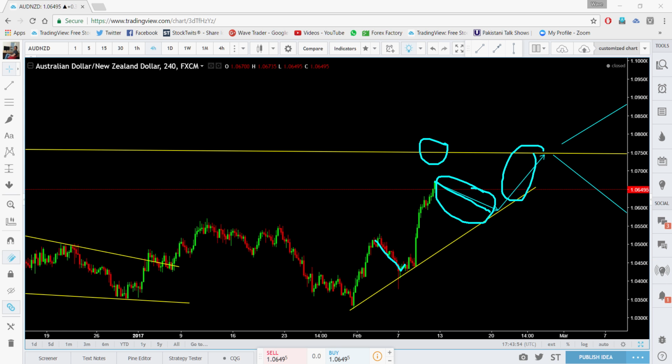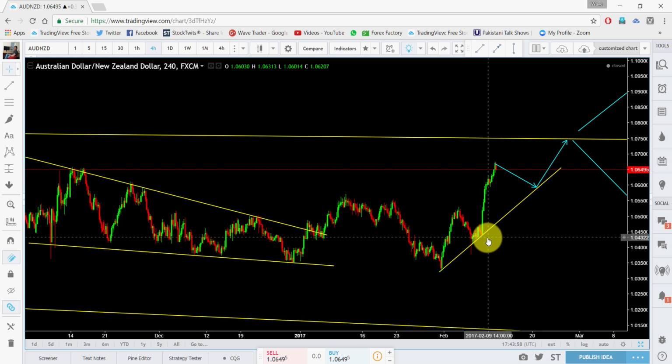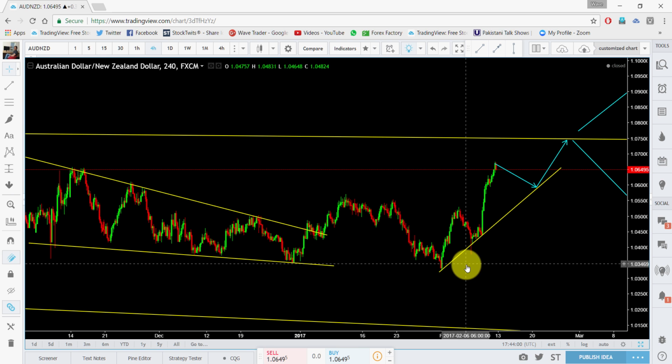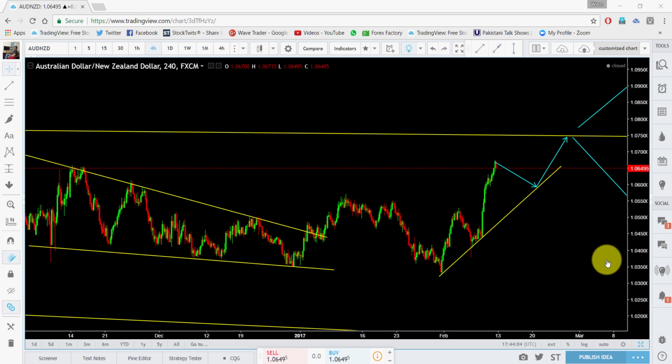A continuation pattern for upside. If a continuation pattern forms over there, there is no divergence yet to the downside. Divergence is to the upside, very strong divergence to the upside. That is the reason we can see the impulsive move over there. So this wasn't a continuation to the upside.